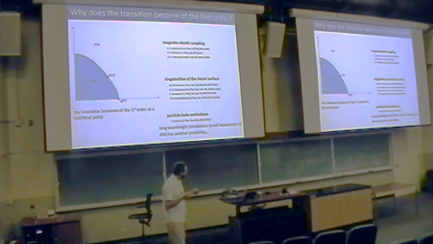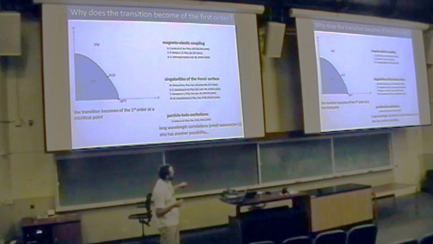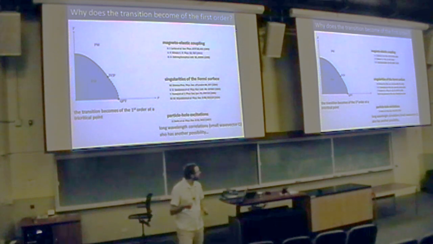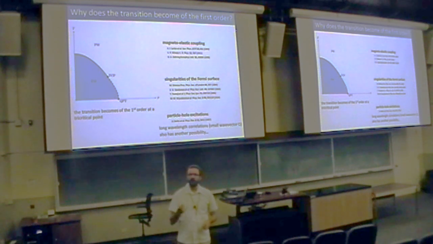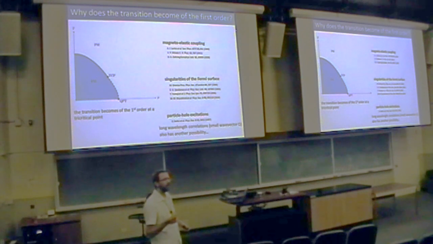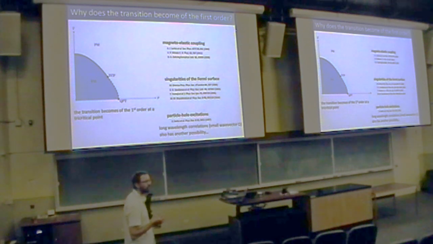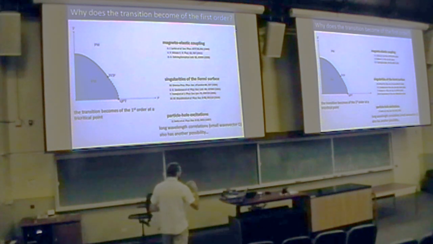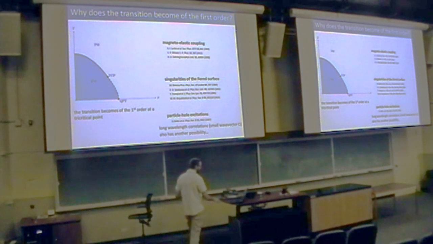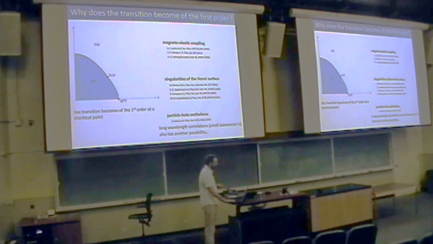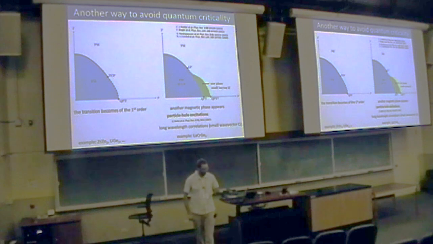And so near this quantum phase transition, it is possible that those effects become so large that you're going to have a new phase that is going to order with a small wave vector Q. And this has been considered also by several theories.